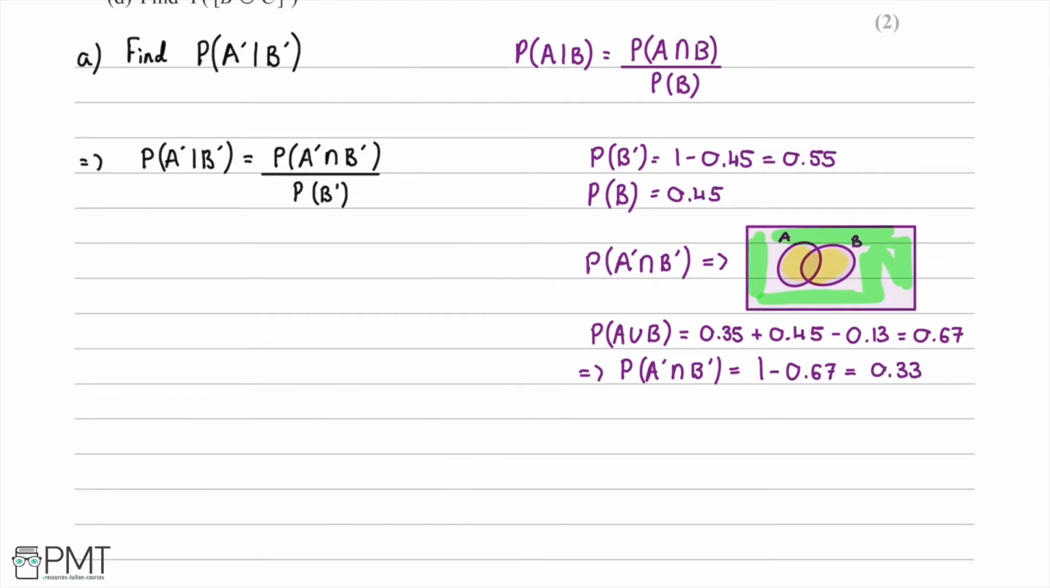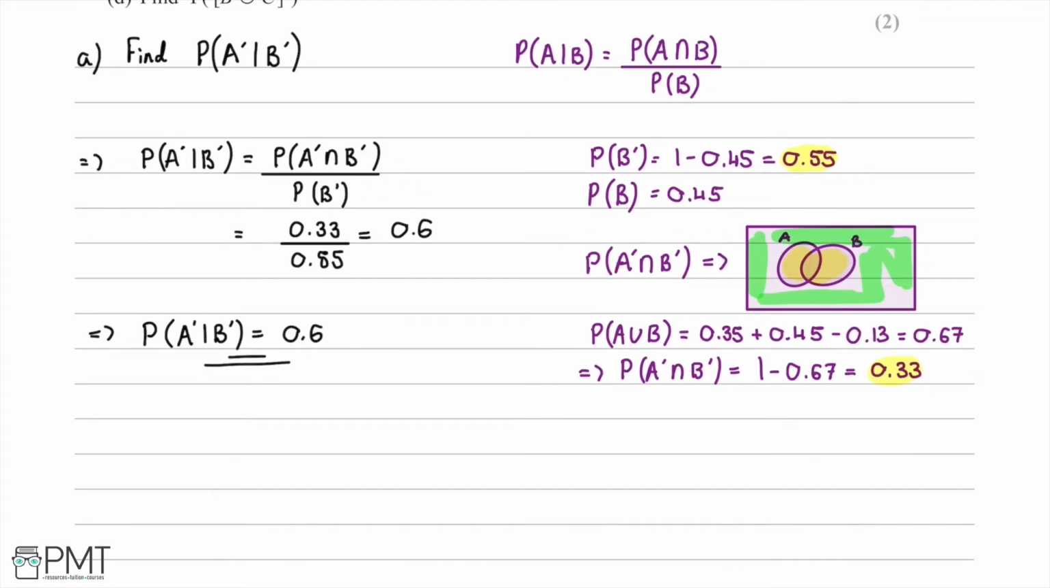Just to confirm, the two important numbers here are 0.33 and 0.55. What we can now do is take these numbers and substitute them back into our original equation. So we have the probability of not A intersected with not B, which is 0.33, and we divide this by the probability of the complement of B, which is 0.55, and putting this into our calculator, this comes out as 0.6. So therefore, the probability of the complement of A given the complement of B is going to be equal to 0.6.